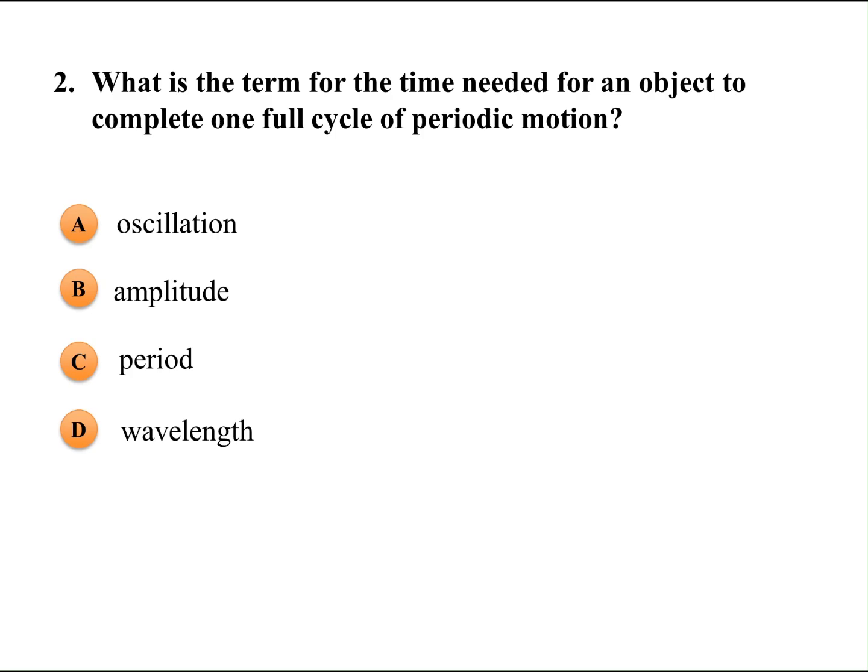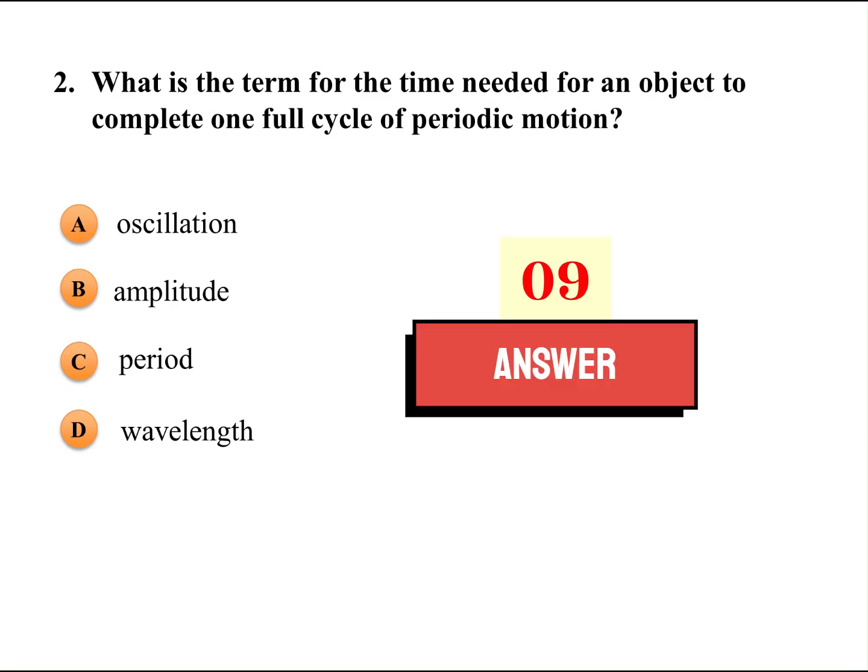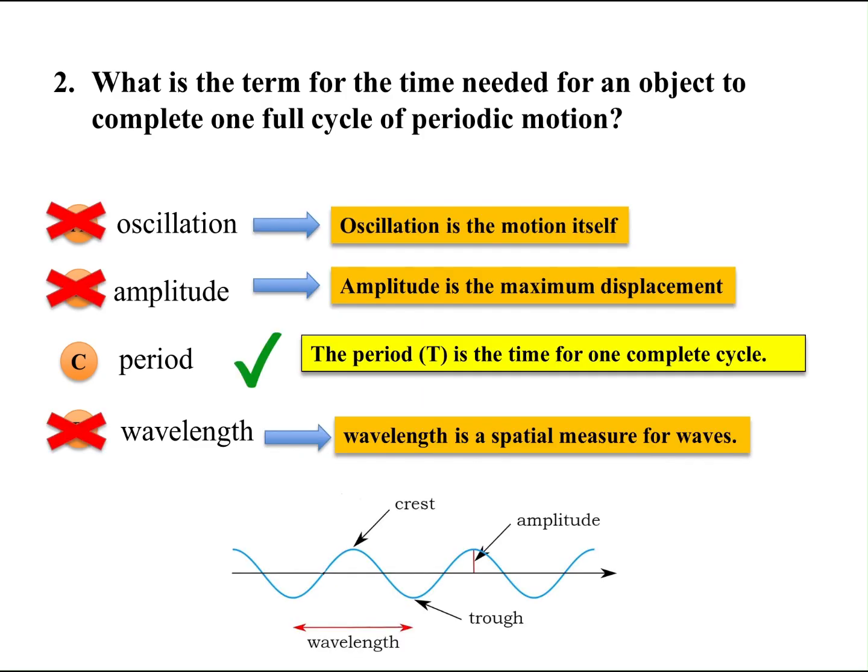What is the term for the time needed for an object to complete one full cycle of periodic motion? The correct answer is C, period. Oscillation is the motion itself, amplitude is the maximum displacement of the wave, and wavelength is the spatial measure for waves.